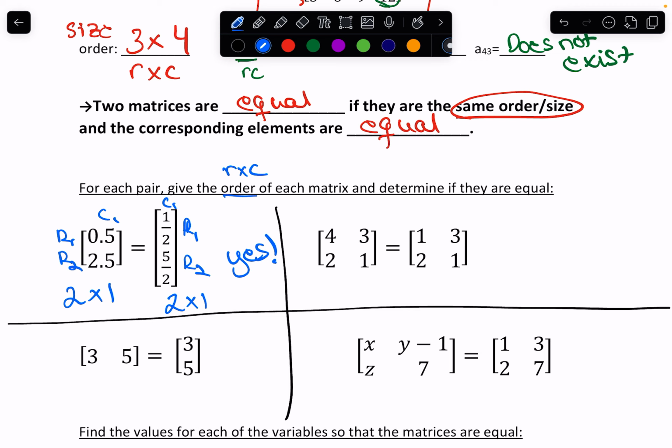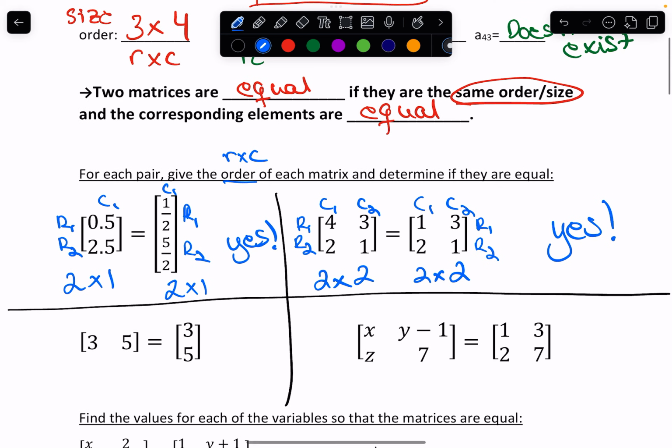These next ones on the right, again, we've got row 1 and row 2. So we've got 2 rows and then we've got 2 columns. So it's 2 by 2. Same thing on the right. We've got row 1 and row 2. And we've got column 1 and column 2. So these are both 2 by 2. So they are equal again.